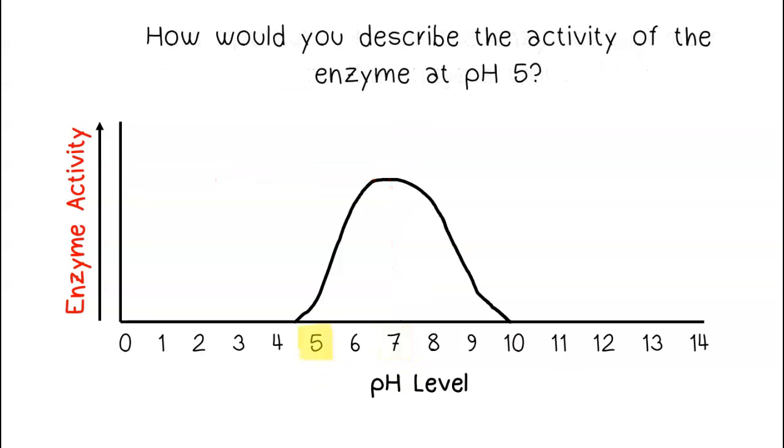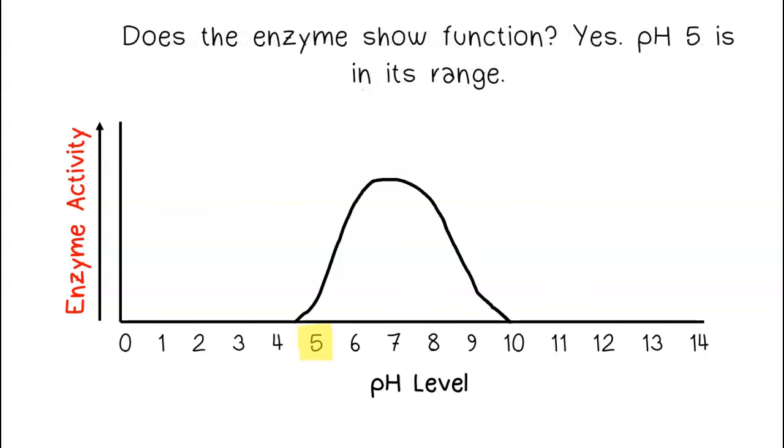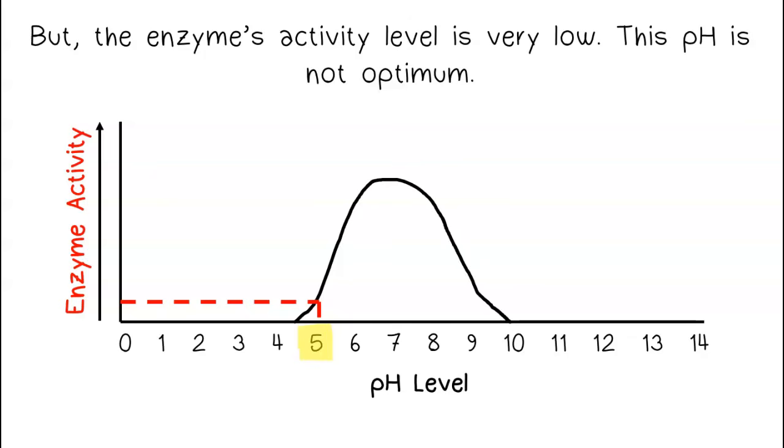How would you describe the activity of the enzyme at pH 5? Does the enzyme show function? Well, yes, pH 5 is in its range, but the enzyme's activity is very low. This pH is not optimum.